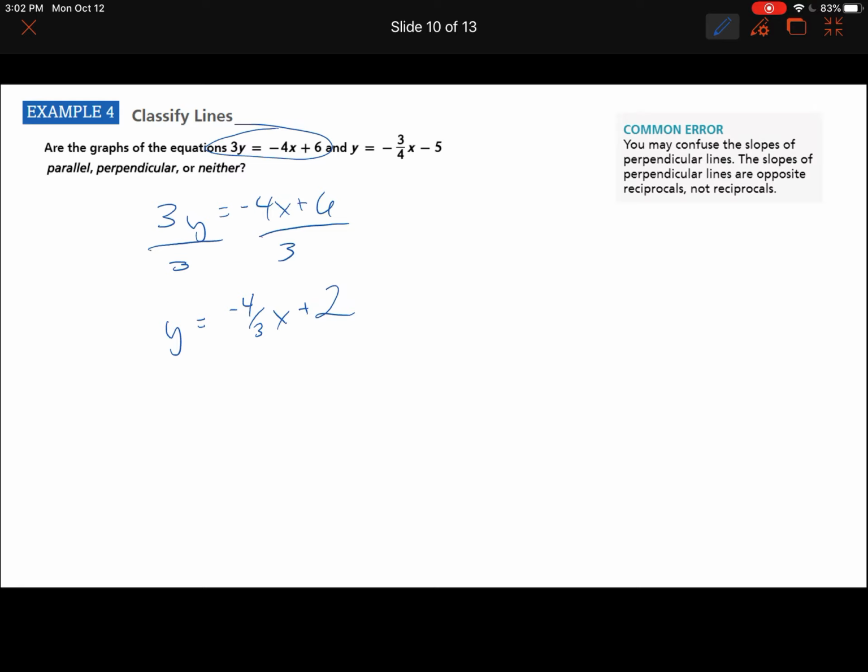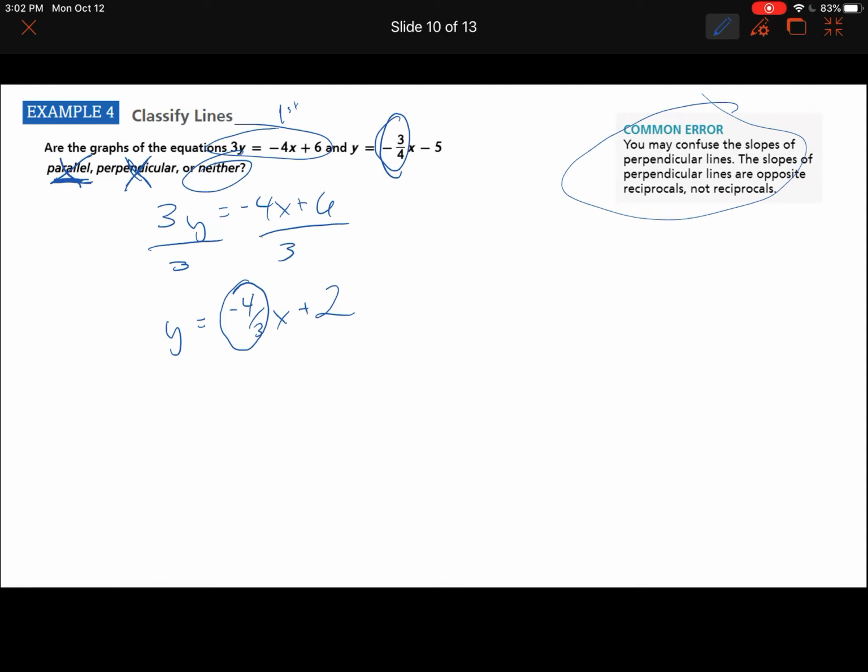And so now we can see that the slope in this first one is negative 4/3. You can see the slope in the second one is negative 3/4. So they are reciprocals, but they're not the negative reciprocal. Therefore, we don't have the same slope, so they're not parallel. We don't have the negative reciprocal slope, so they're not perpendicular. So in this case, it's going to be neither.